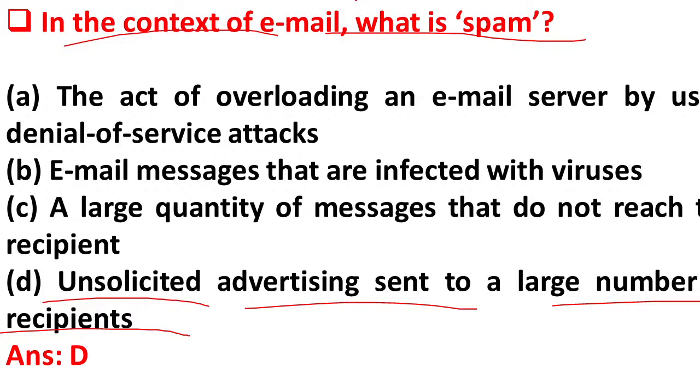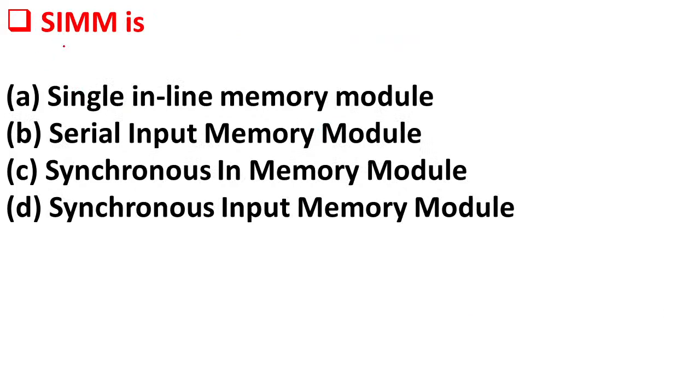So in the context of email, spam means unsolicited advertising sent to a large number of recipients. So SIMM is option A, single inline memory module, option B, serial input memory module, option C, synchronous in memory module, option D, synchronous input memory module. So here the right answer is option A, single inline memory module.